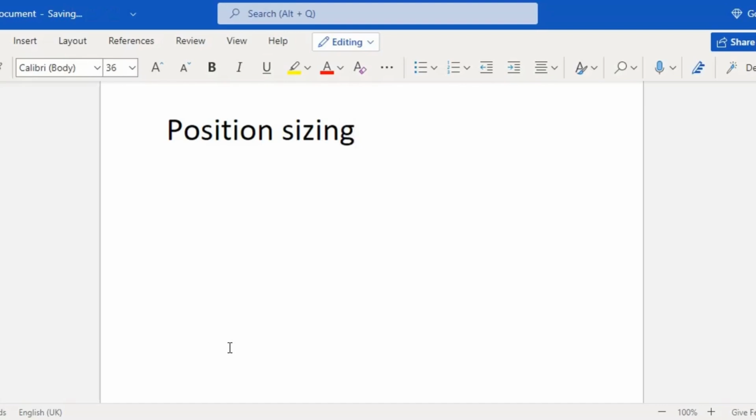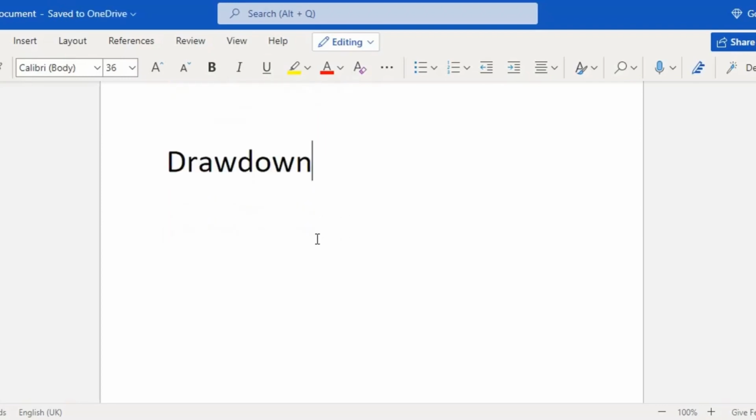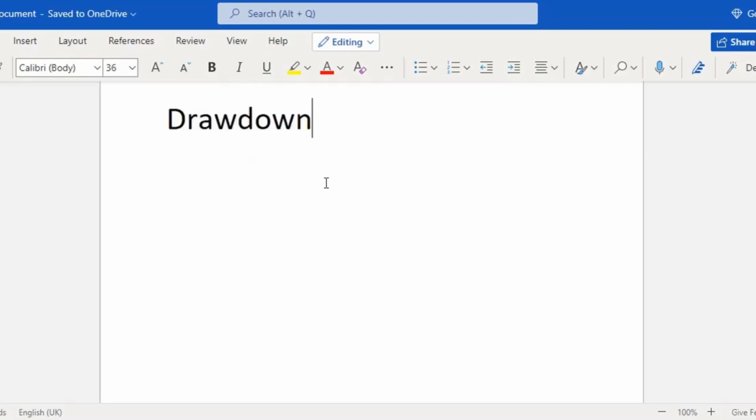But before we understand position sizing, I want to clear a concept called drawdown. You may not be familiar with what drawdown means, so let's understand drawdown first and then head to position sizing, because drawdown is basically a concept of risk management only. So I want to cover it before we get into position sizing. All right, it is a very simple concept.